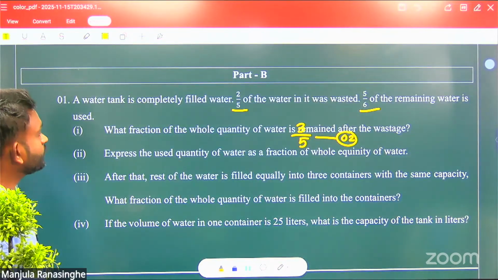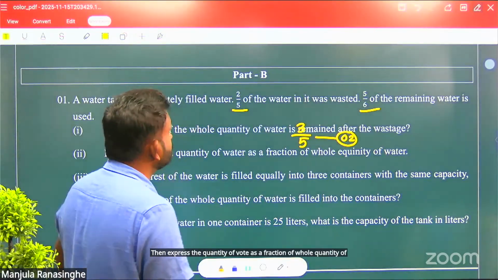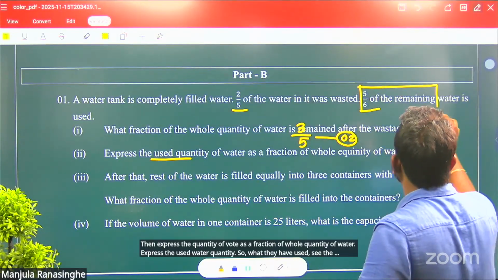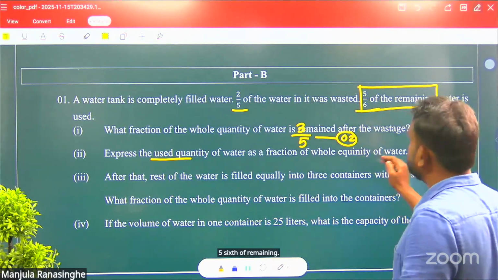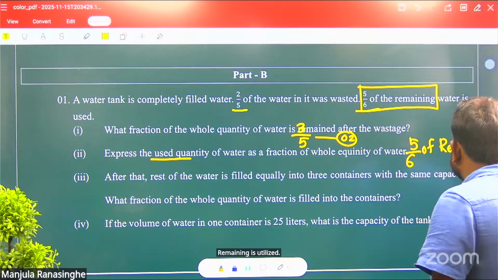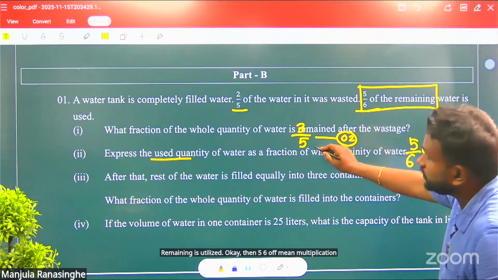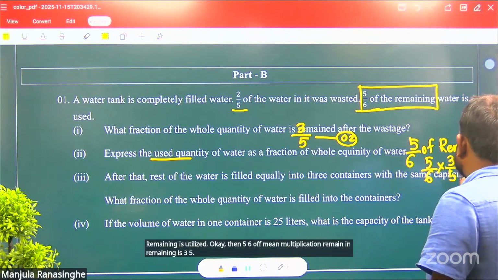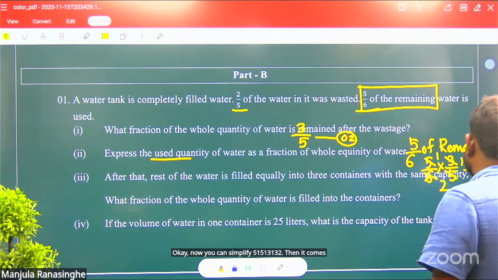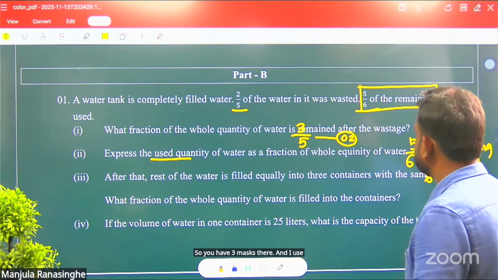Then express the used water quantity as a fraction of the whole quantity of water. See the wording: 5/6 of the remaining. Here it mentions 5/6 of the remaining is utilized. So 5/6 of means multiplication, and the remaining is 3/5. Now you can simplify: 5 and 5 give 1, 3 and 6 give 1 and 2. Then it comes as 1 upon 2. So you have 3 marks there.